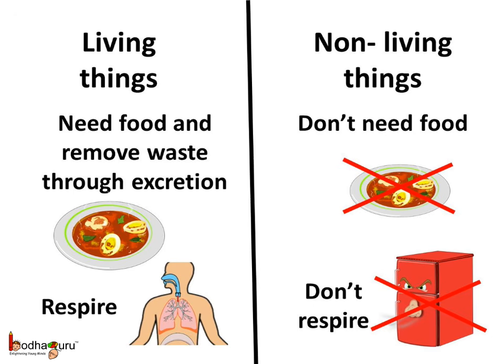So to sum up what we learned today, there are many characteristics which together differentiate a living thing from a non-living thing. The living things need food for energy and they remove the unutilized food and other waste through excretion. But non-living things don't need food. All the living things respire to get energy from food, but non-living things don't respire.